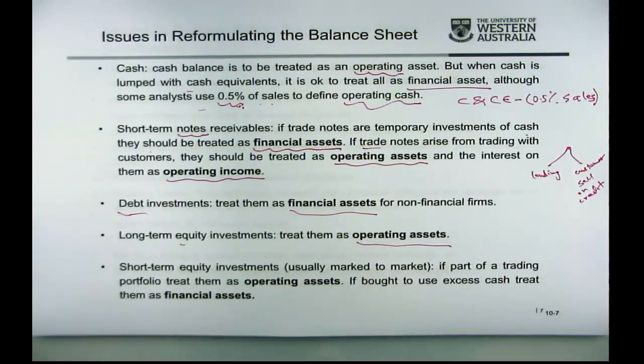Yes, please. When it says that debt investments are treated as financial assets for non-financial firms, how would you treat them for financial firms? It is for financial firms, financial items are operating items from their perspective. Okay? Because this is part of their business and operations. Taking deposits from customers and lending money to customers, from the perspective of the bank, is their main business and operations. So this is part of their operations. Okay? We are talking here from the perspective of non-financial firms. Okay?